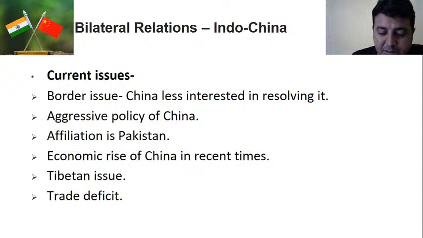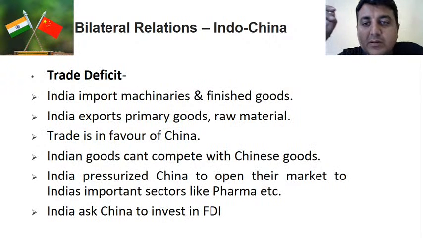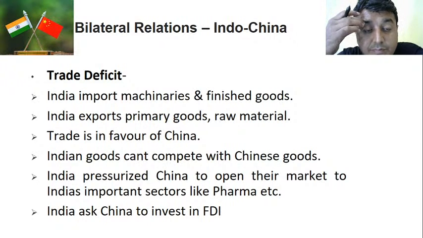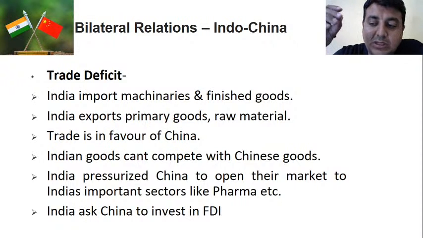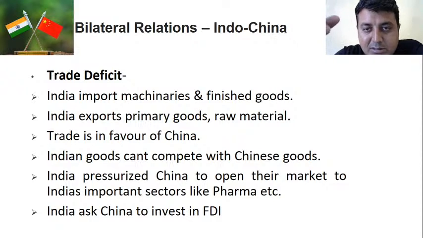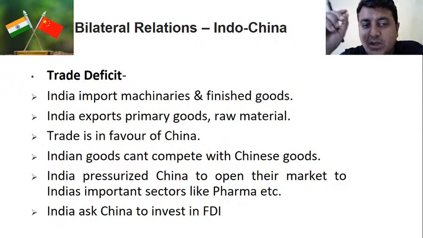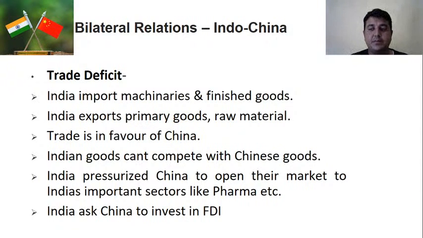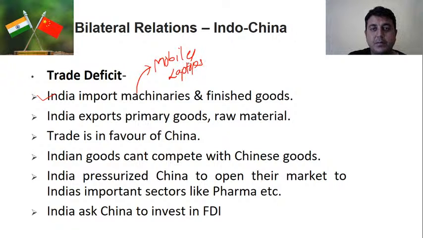Is that clear? Let me explain the factors in the trade deficit. As we mentioned, India is exporting less and importing more from China. That's why trade is in favor of China. So what exactly is the case here? India imports manufactured finished goods and machinery from China. A very good example we mentioned earlier: all the products including mobiles, laptops, etc. are made in China.